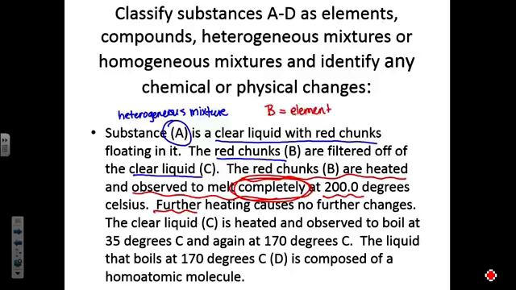The clear liquid C is heated and observed to boil at 35 degrees C and again at 170. So this clear liquid has two boiling points, which is telling me there's more than one substance in there. This can't be an element or a compound because they would only have one boiling point. It also tells me that I'm looking at a clear liquid. So not a clear liquid with stuff in it, but just one visible phase. So the fact that there's two boiling points and only one visible phase tells me that C is a homogeneous mixture.